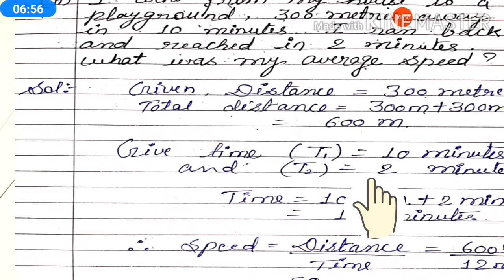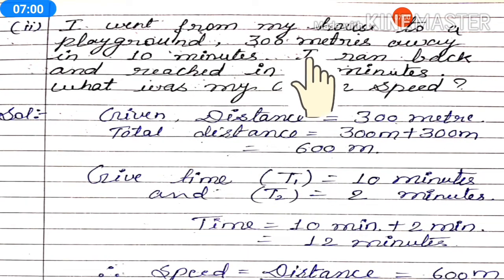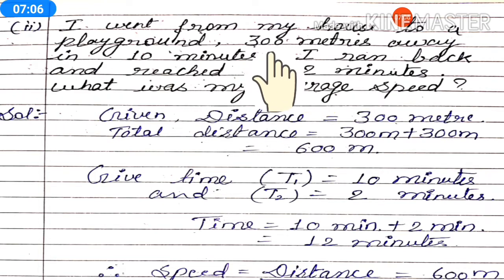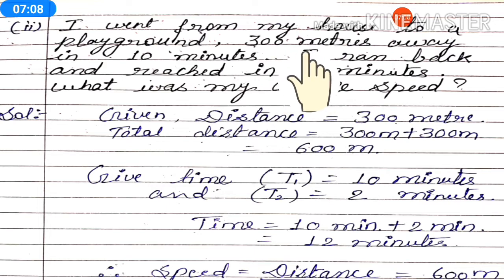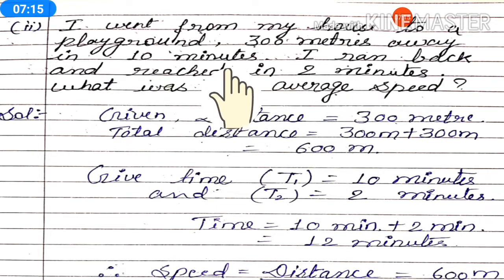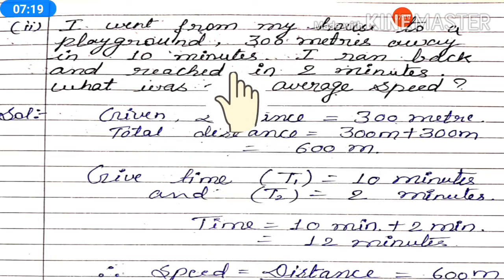Then the next question is the second part. I went from my house to a playground 300 meters away. The distance from house to playground is 300 meters, in 10 minutes. It means that in one round, the 300 meter distance is covered in 10 minutes.